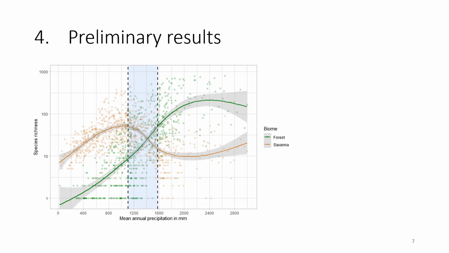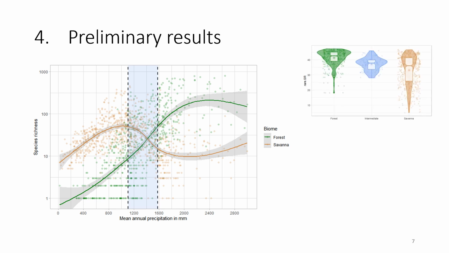The second thing that it's showing is that although forests tend to increase in species richness continuously as precipitation goes up, savannas, on the other hand, tend to reach maximum species diversity at about 1,000 millimeters of rainfall, after which they tend to drop down again. So why is this?